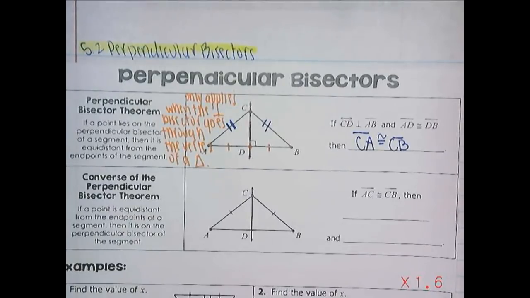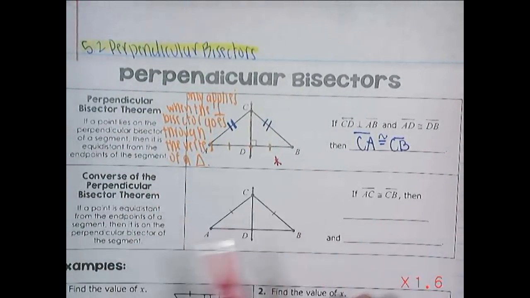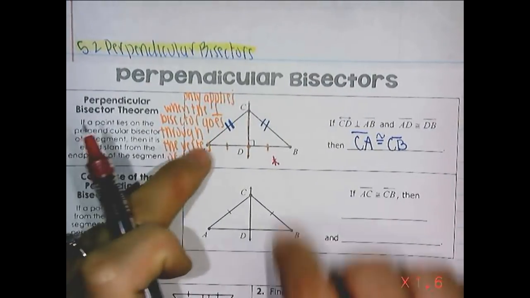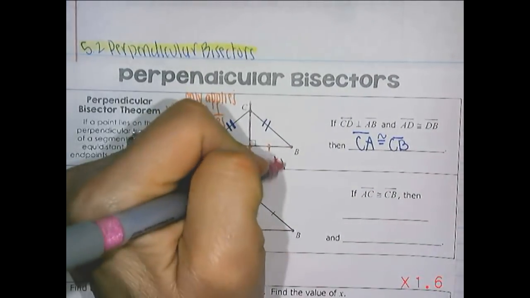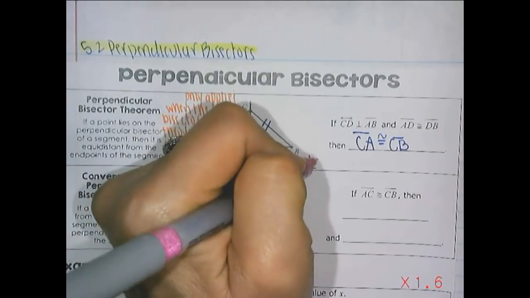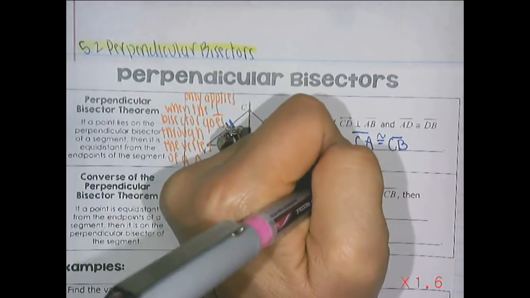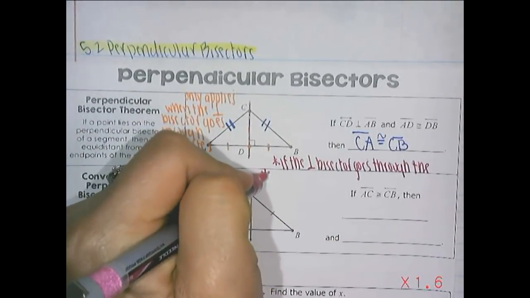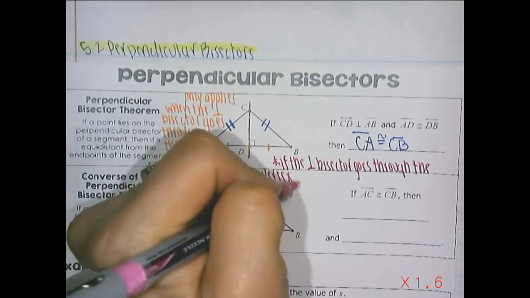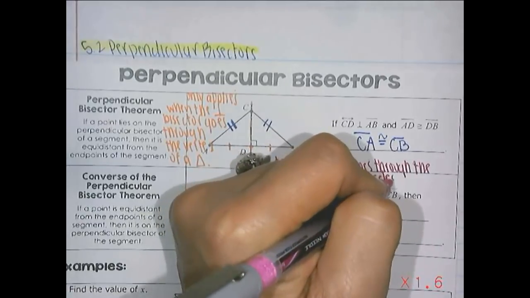Something else to note: if the perpendicular bisector goes through the vertex, it will be an isosceles triangle, right? Because these two legs of the triangle are congruent. Only when the perpendicular bisector goes through the vertex will it be an isosceles triangle.